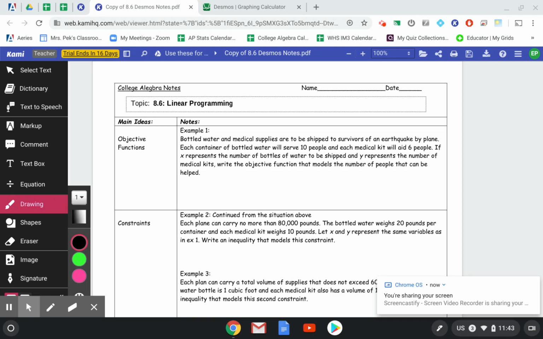Hi class. Today we're going to be looking at our last section of this chapter, which is linear programming. It's the day you've all been waiting for. Linear programming. All right, so example 1.